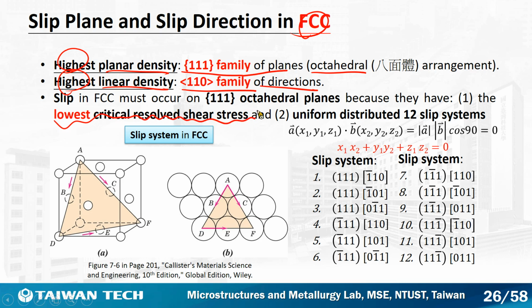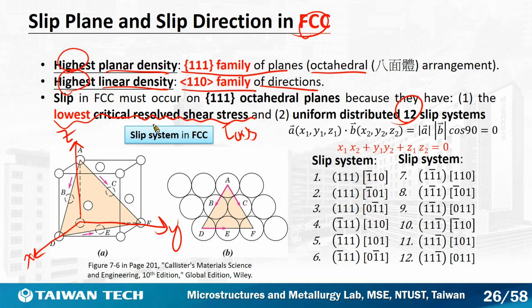This is actually what we mentioned for the close-packed planes and also the close-packed direction. It will exhibit the lowest energy for the dislocation motion, so it will be the lowest tau CRSS. Okay. And then it has uniformly distributed 12 slip systems. So first, let's see which one of the planes is the 111 plane.